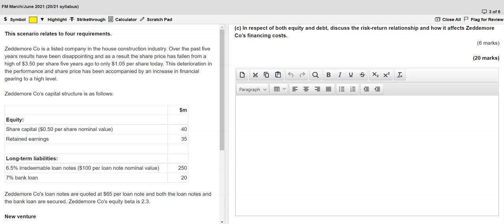So it was clearly evident from here that shareholder is demanding more return compared to the debt holder required rate of returns. You have to write this here. Obviously, you will get full marks if you write properly.